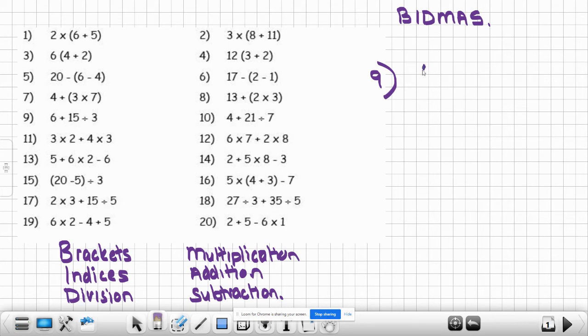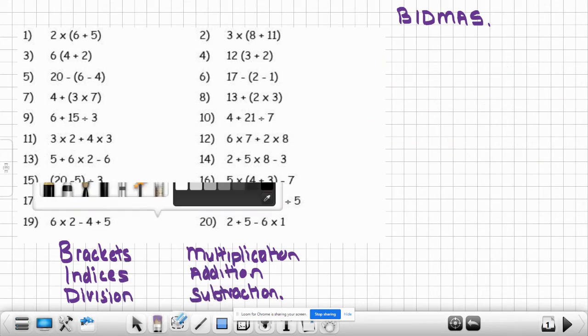Question 9. 6 plus 15 divided by 3. What do we have to deal with first? We need to deal with the division before we can do the addition. So let's do that. So the 6 is left, and we're going to add something to that 6, and let's work out what it will be. 15 divided by 3. Well, 3 goes into 15 5 times. So that becomes a 5. We then have a sum of 6 plus 5, which is 11.